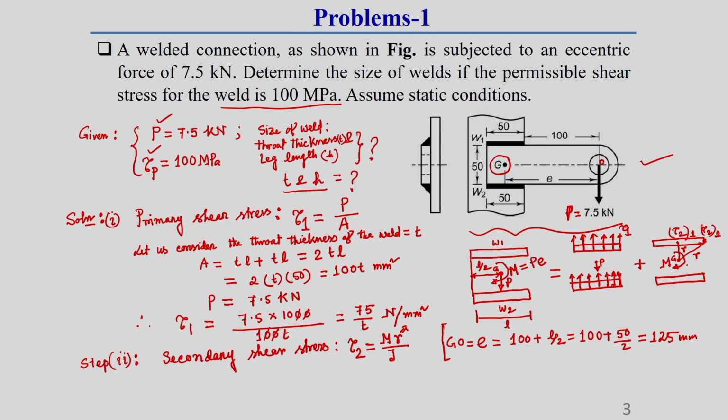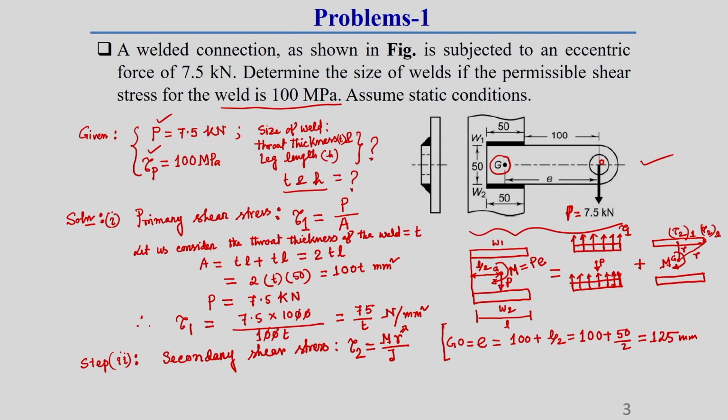Here you can see M and J are constant for a particular weld joint, but r varies, which is proportional to the radial distance of different points of the weld from the location G, where G is the overall CG of all the welds. This you should keep in mind. G is the CG of all welds.